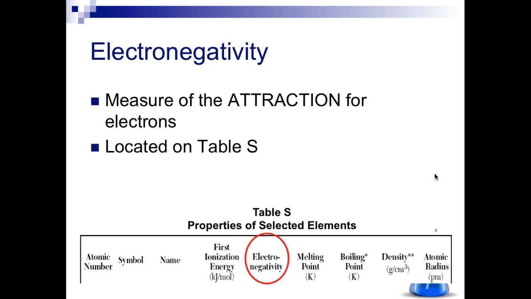Let's look at electronegativity. That is the next trend that we're going to talk about. Electronegativity is the measure of the attraction for the electrons. Again, that is how easily it is going to be for an atom to gain electrons. This is located on table S again in your reference packet, and it's going to be next to the ionization energy.